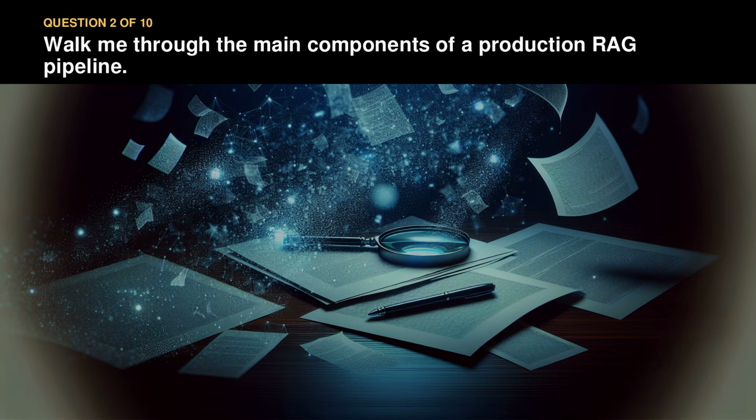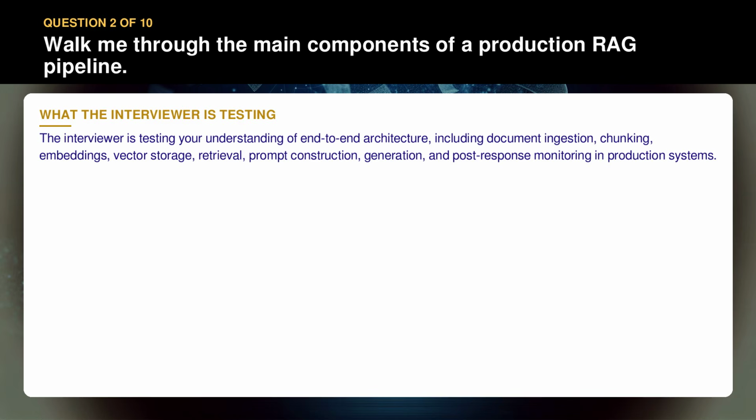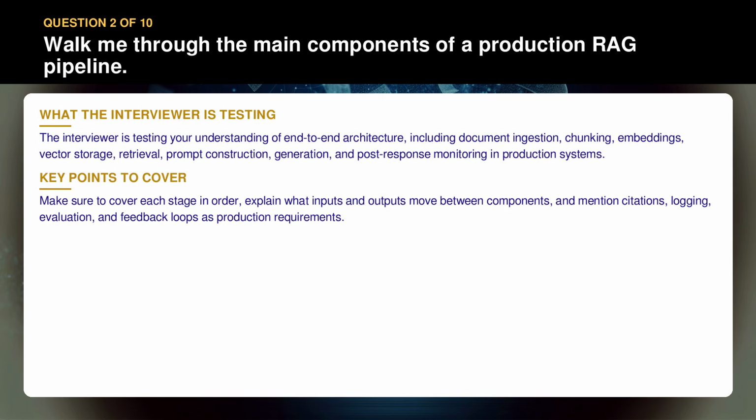Question 2. Walk me through the main components of a production RAG pipeline. The interviewer is testing your understanding of end-to-end architecture, including document ingestion, chunking, embeddings, vector storage, retrieval, prompt construction, generation, and post-response monitoring in production systems. Make sure to cover each stage in order, explain what inputs and outputs move between components, and mention citations, logging, evaluation, and feedback loops as production requirements.